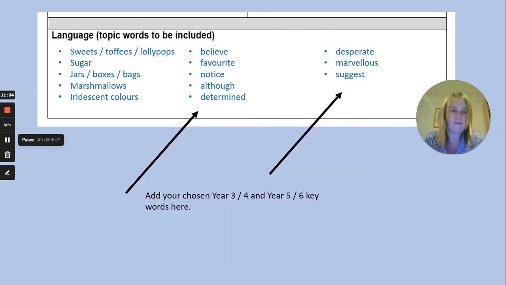I had a go at picking a few out, which I think would link to our story here. Believe, favourite, notice, although, determined, desperate, marvellous, suggest. And again, you can tick them when you've included them. Of course, you might use other ones as well, but these are just to make sure you do include them.